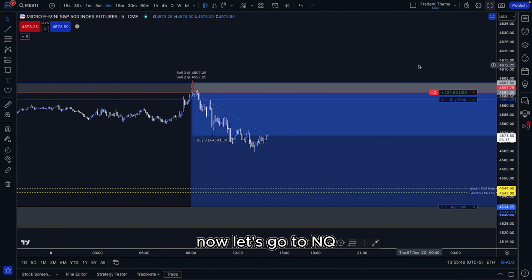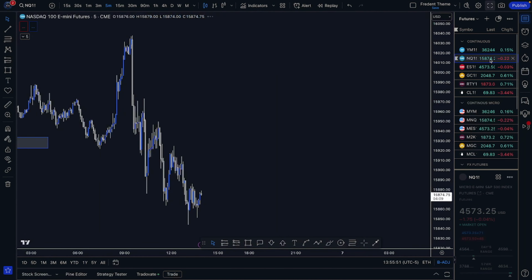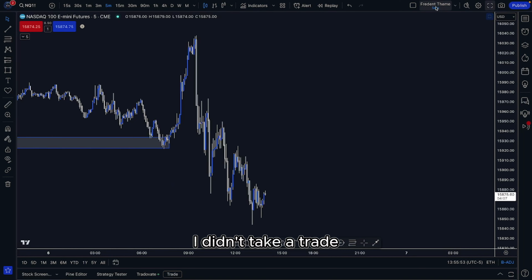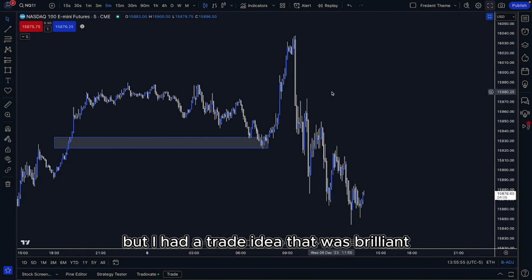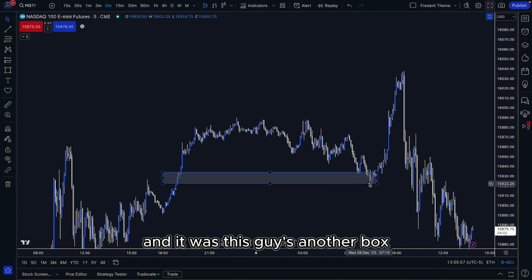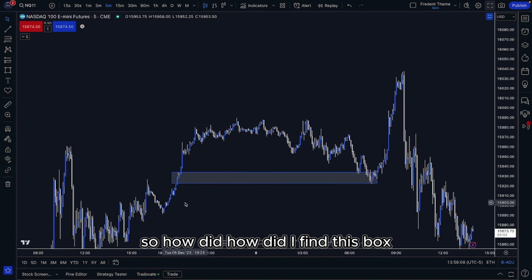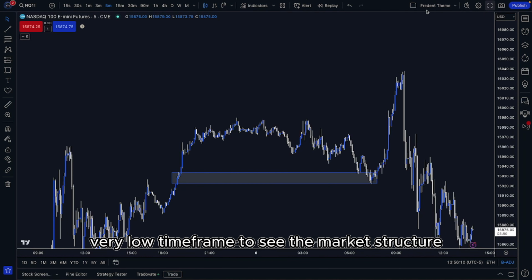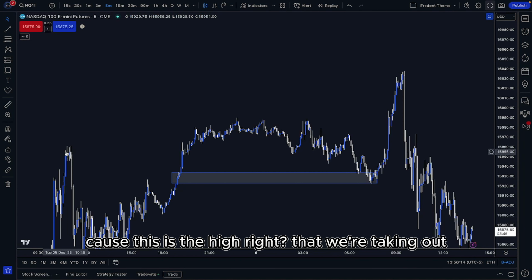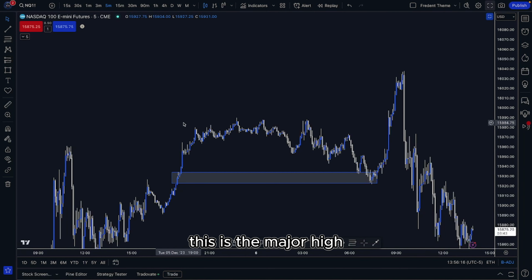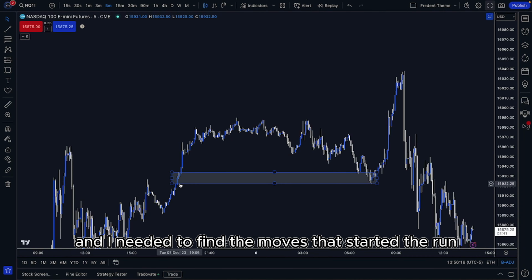Now let's go to NQ, because on NQ I didn't take a trade, but I had a trade idea that was brilliant, and that was this, guys, another box. But this one is different, right? Because this one is not like the low like here. So how did I find this box? I went into the very, very low time frame to see the market structure. Because this is the high, right, that we're taking out. This is the major high, and I needed to find the move that started the run on this high.